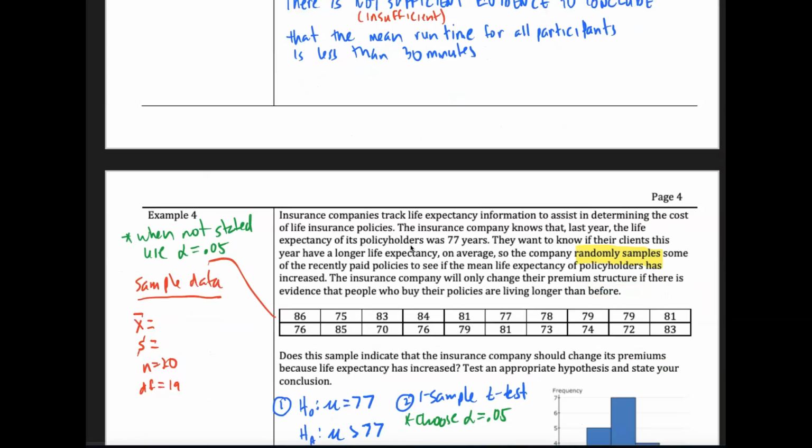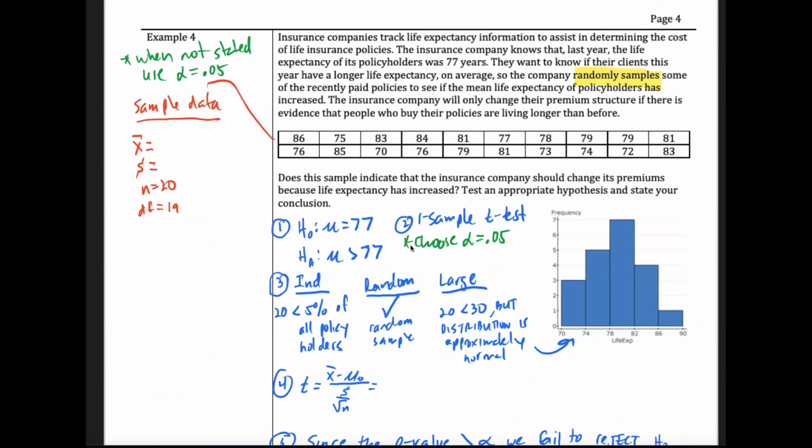Okay, let's look at another example. It's the best way to learn how to run these tests. We have a situation where an insurance company is trying to determine the life expectancy of their policyholders. In the past, it was 77 years.